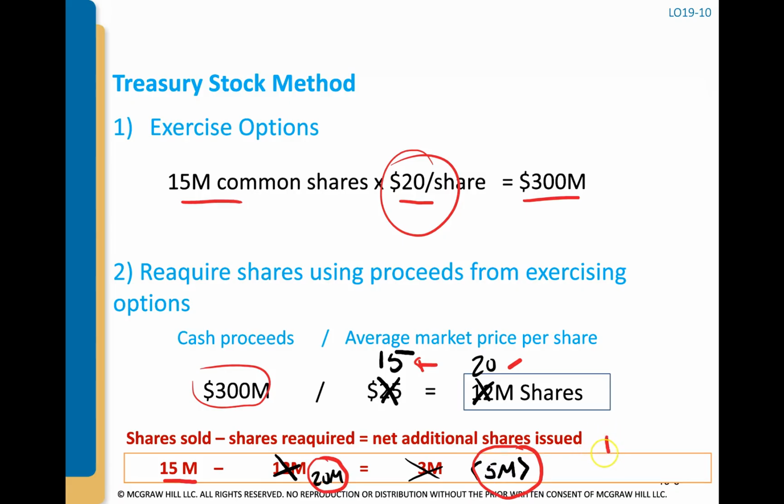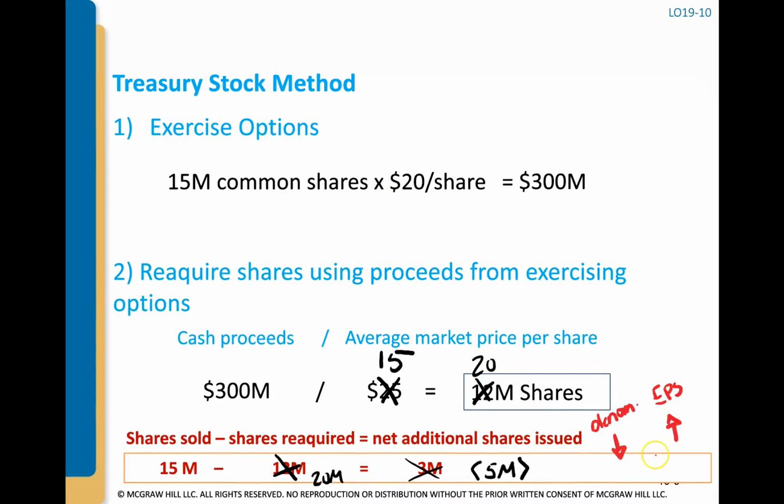Therefore, we have now reduced our denominator in our earnings per share calculation, which makes our earnings per share go up. If a security makes your earnings per share go up instead of down, it is considered what's called antidilutive, and we do not include it in our diluted earnings per share calculation.